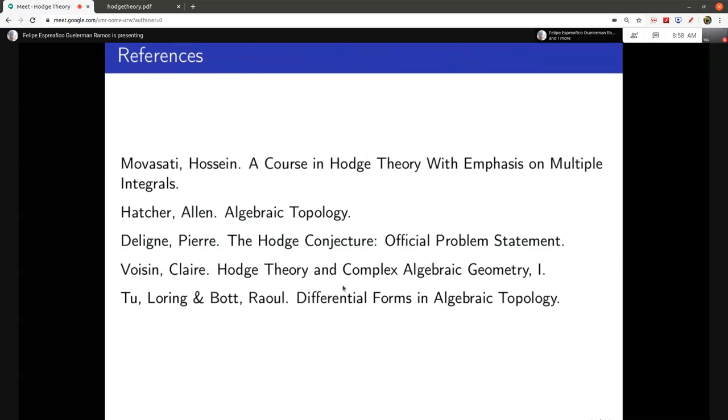And well, that's it. So those are my references. This is the official problem statement on the Clay Institute that Pierre Deligne wrote. And the integral version, the first version, is the one Hussein presents in his first book on Hodge theory. And well, that's it. Thank you.